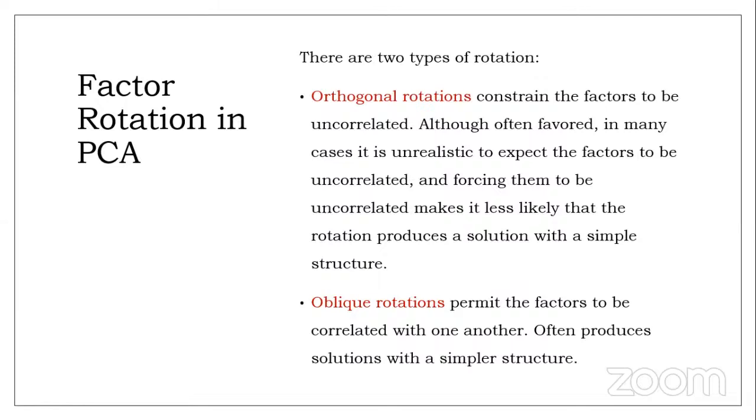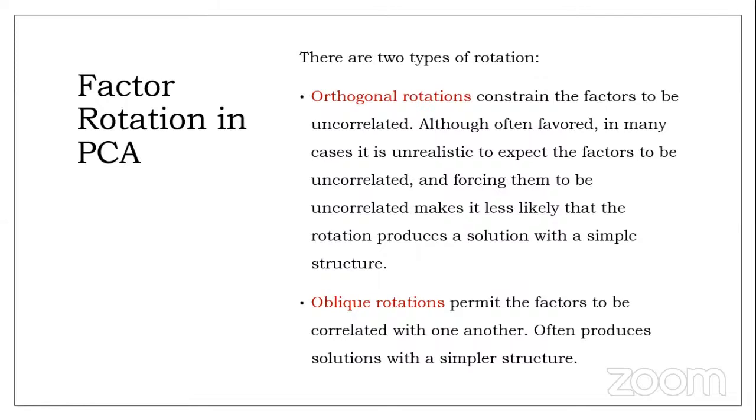On the other hand, the oblique rotation permits the factors to be correlated among each other, and therefore it often produces a structure which is comparatively simpler. So it depends upon your own objectives, your own understanding of the problem at hand. Do you want an uncorrelated set of variables, or do you want a correlated set of variables? That depends upon you.